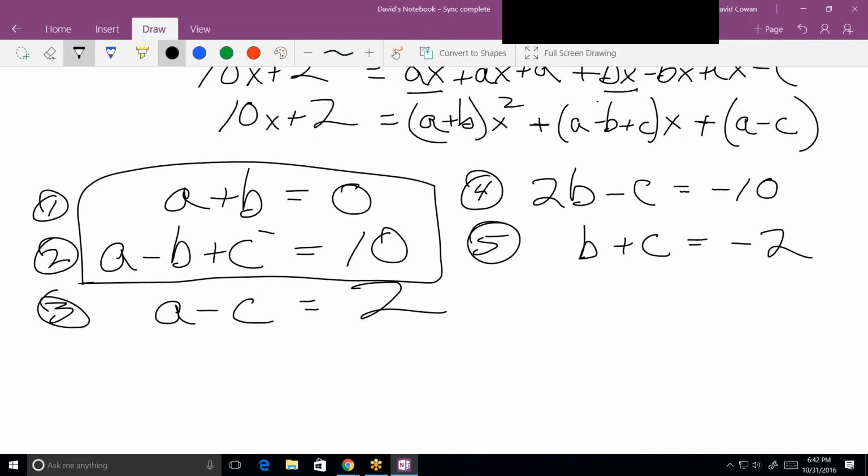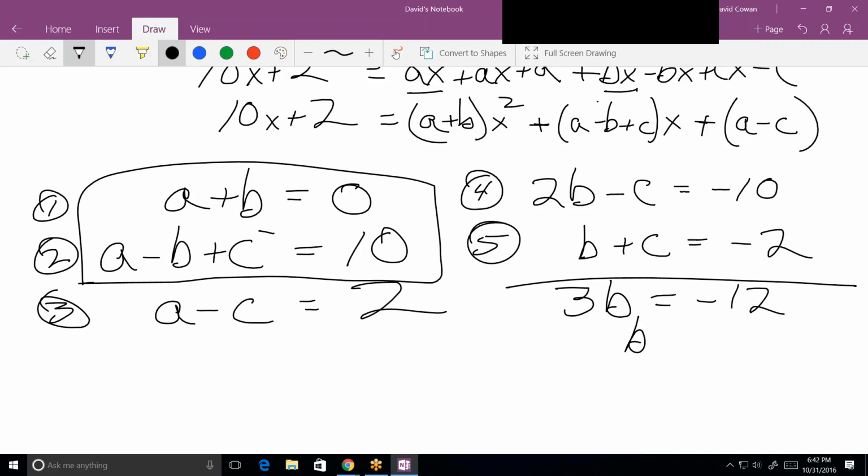Now notice I've got 2 equations and the same 2 variables. Okay. And now I can solve this system of 2 equations and 2 variables and then work my way backwards to solve all 3 variables. And this one actually solves rather nicely. So it becomes 3b equals negative 12, and b will equal negative 4.